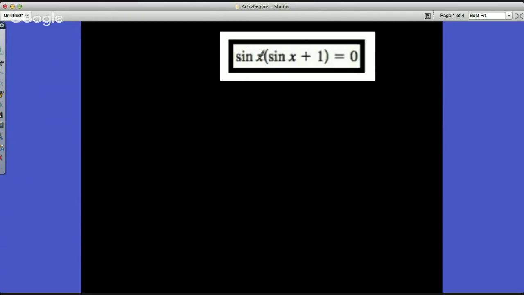The first thing we have to do is look to see if we can factor. Since we have both of these factored out, we can set both sine of x and sine of x plus 1 equal to 0. When we do that, we can solve for 2 separate solutions. Because the instructions said all intervals, it's not just between 0 and 2 pi. We can solve for where sine of x is 0 and where sine of x is equal to -1.